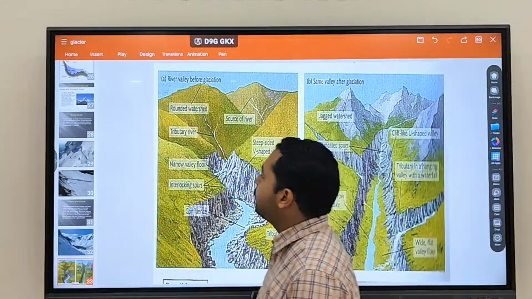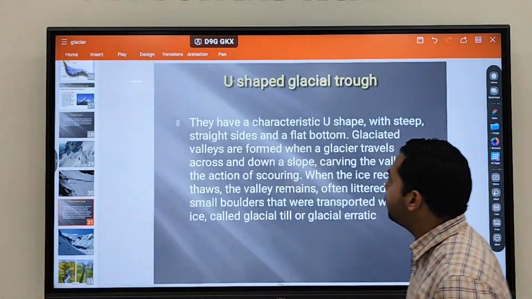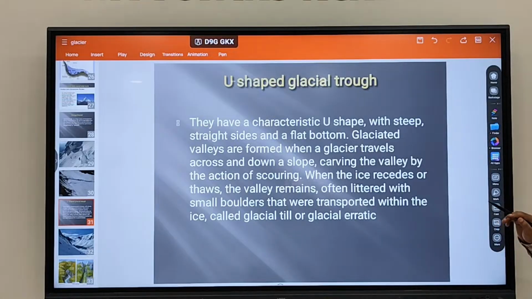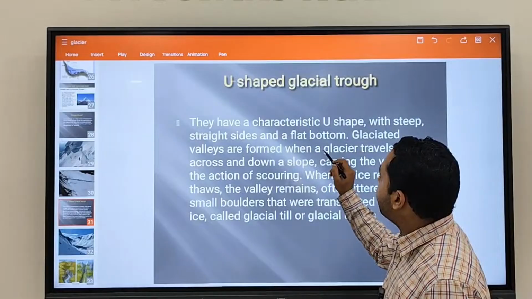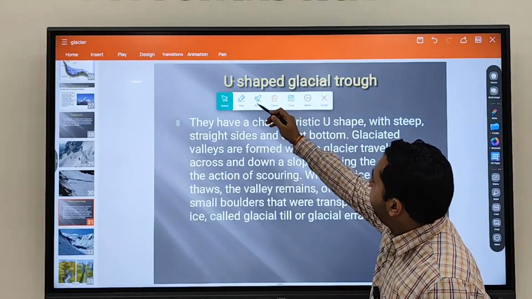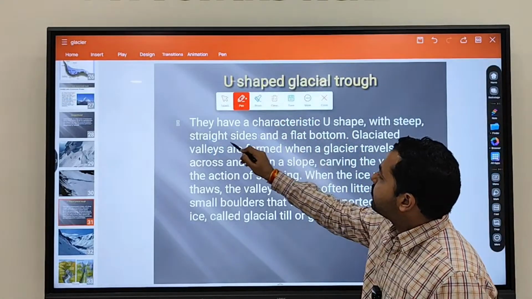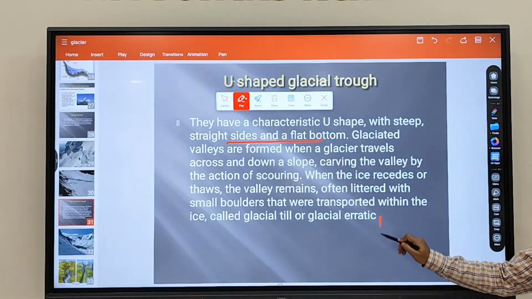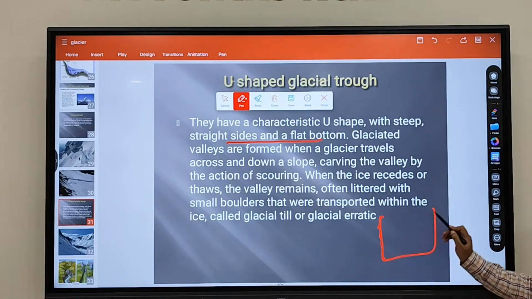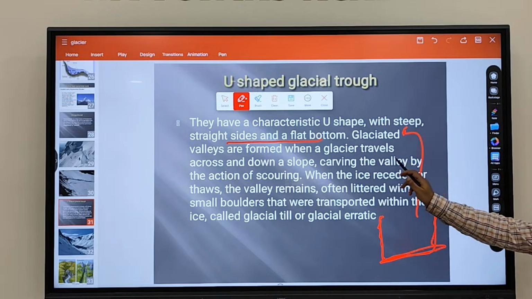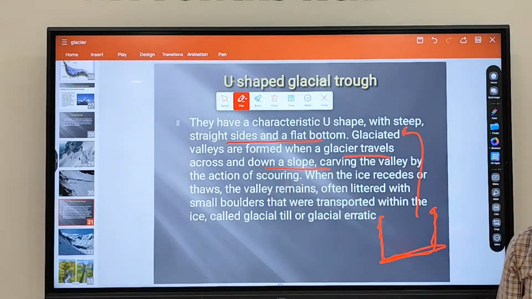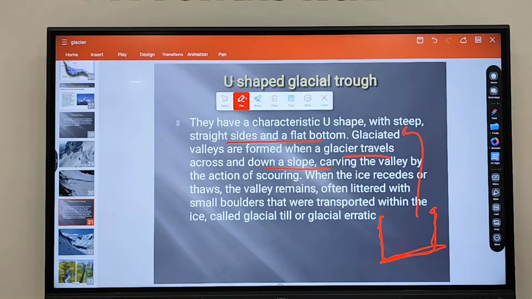So that's why, if you see the definition, U-shaped glacial troughs have a U shape with steep straight sides and a flat bottom. So you have it like this. These sides are very steep, with a flat bottom. That is what we call a U-shaped glacial trough. These are formed when glaciers travel down a slope. So we discussed when a glacier travels in a linear manner, then U-shaped glacial troughs are formed.